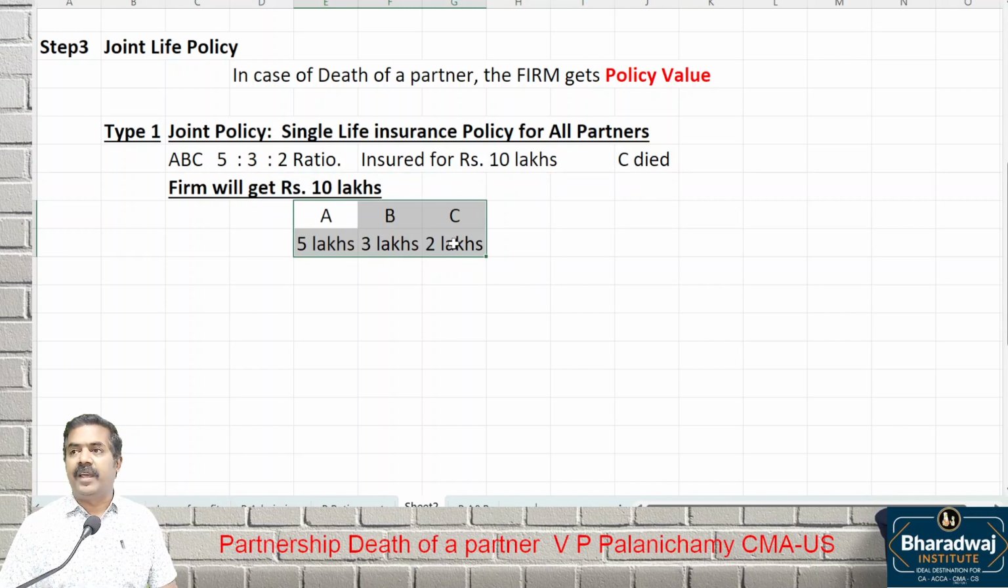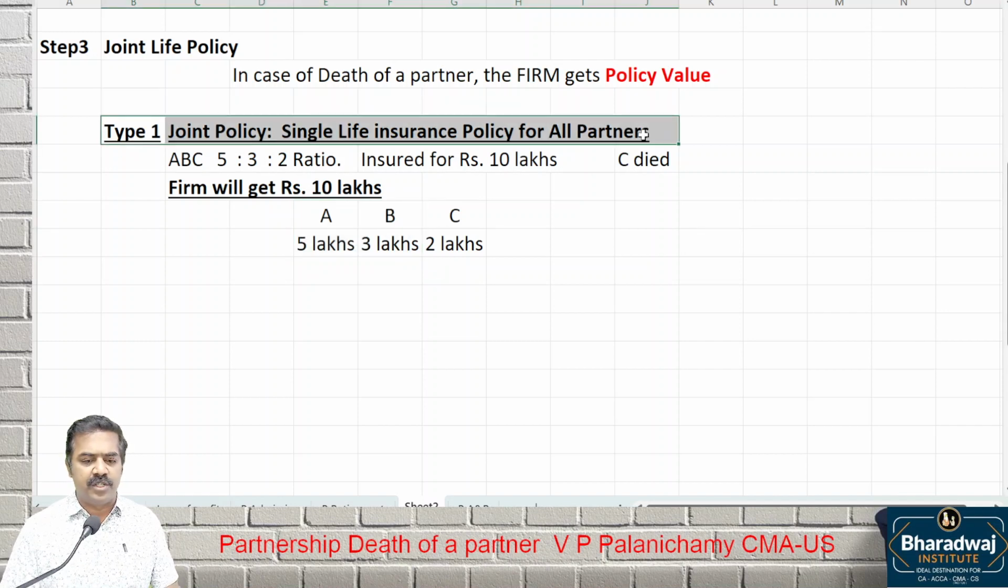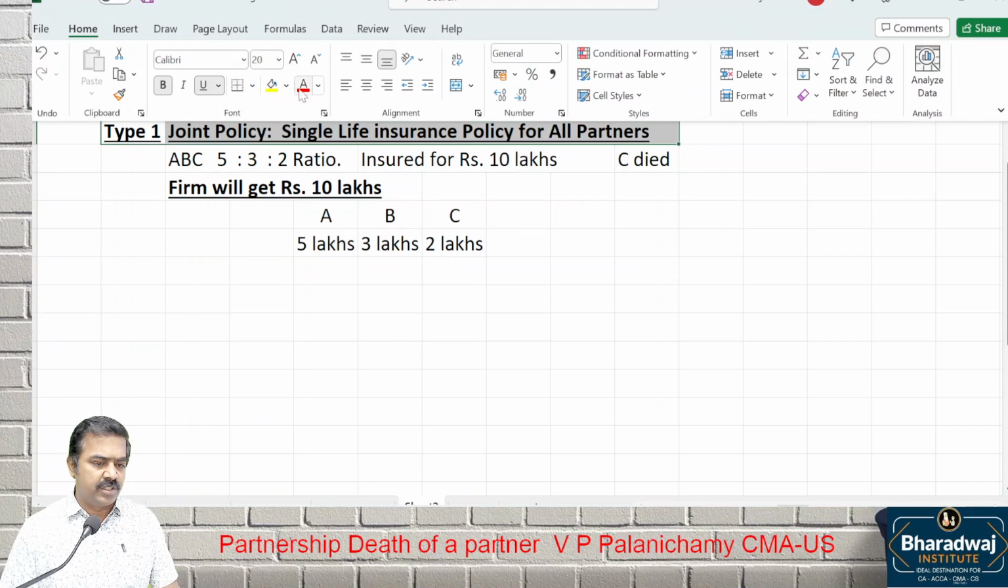That will be shared by A, B, C in which ratio? 5:3:2. C died, but C's legal heir will get only 2 lakhs. A and B will get how much? 5 lakhs and 3 lakhs. Why? Because it is an investment made by the firm. Any benefit from the firm's asset will be enjoyed by all partners in the profit sharing ratio. This is type 1.